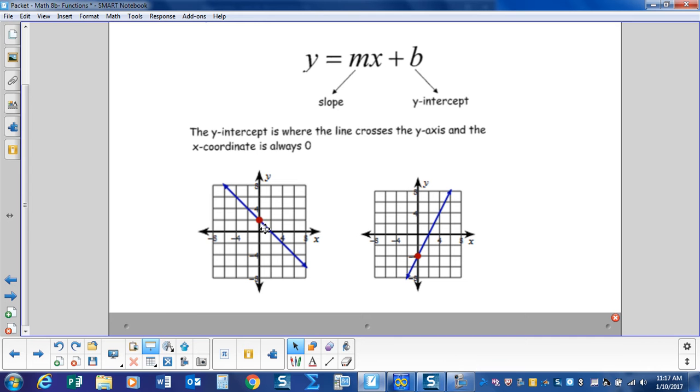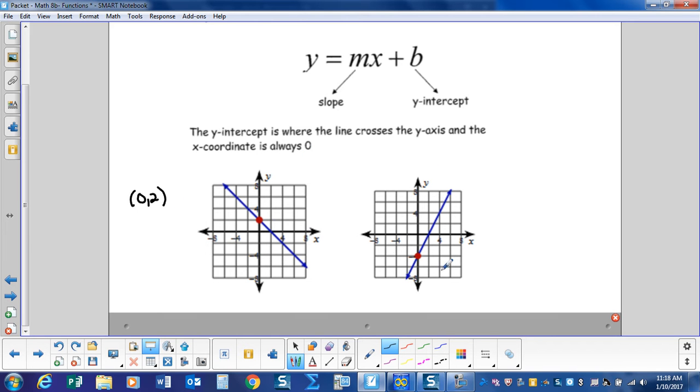So in our first graph, the line crosses the y-axis right here at 2. So (0, 2) is the point, the y-intercept. And the x-coordinate, as you can see, is always 0. So that's what that means.